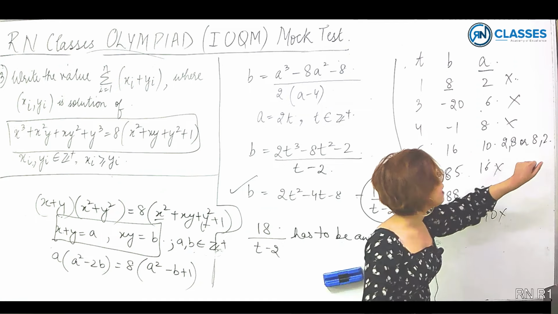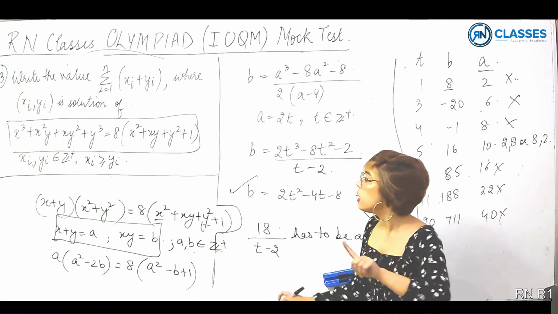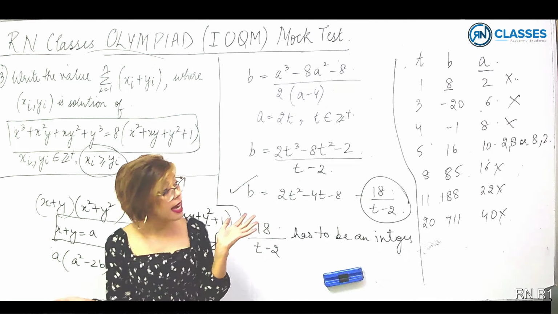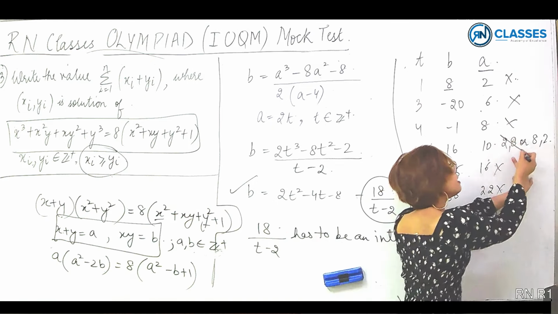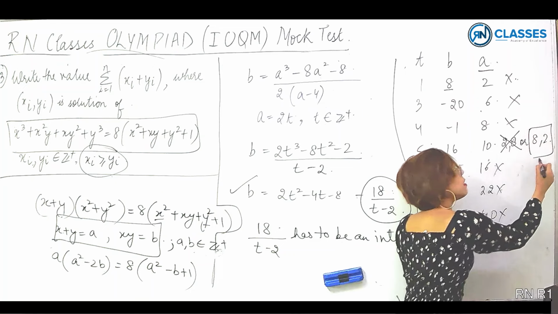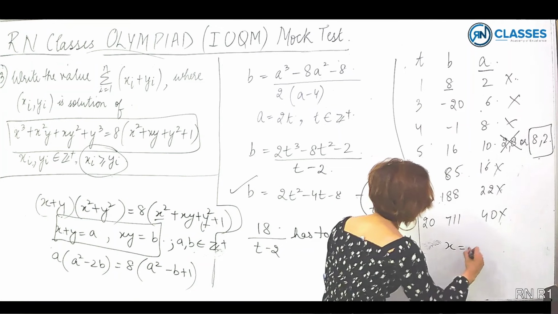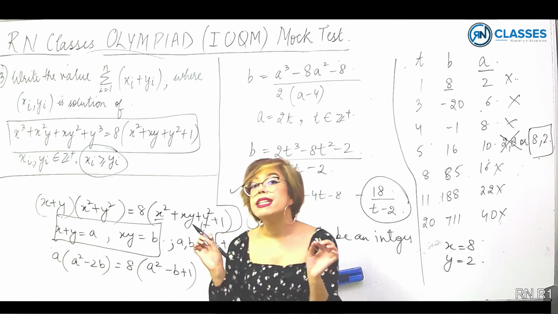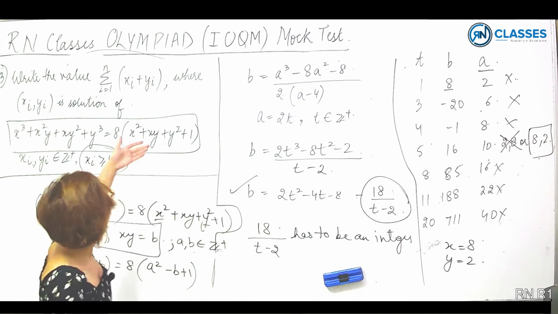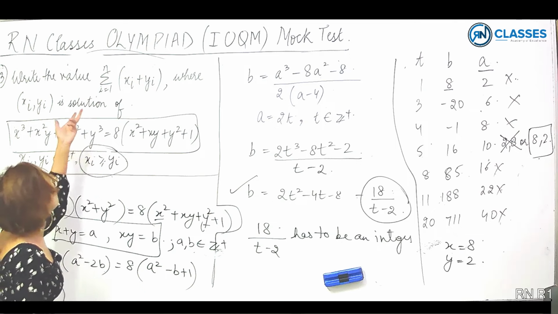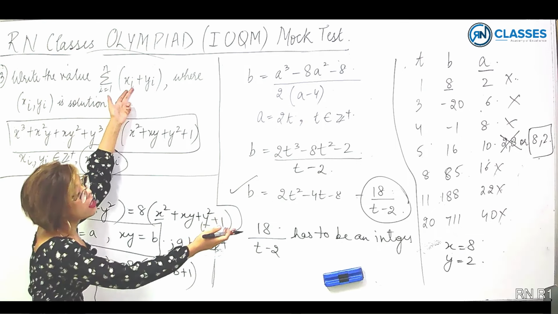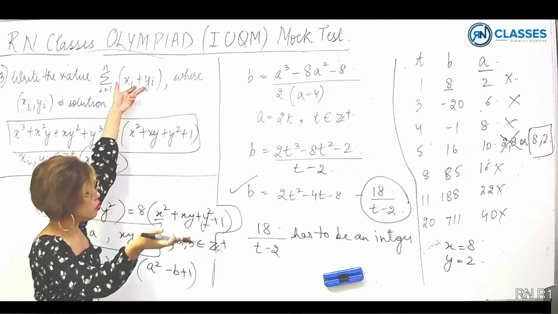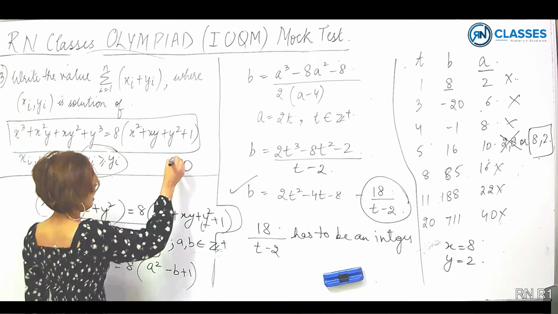Either x is 2, y is 8. No, wait a second. There was another condition also. x is greater than or equal to y. That means this would be rejected. I will just consider this case. x equal to 8 and y is equal to 2. This is the only solution possible for this equation. Now you say a is the sum of the solution, so that means x1, which is just 8 in this case, plus y1, which is 2, so 8 plus 2, that means 10 is the correct one.